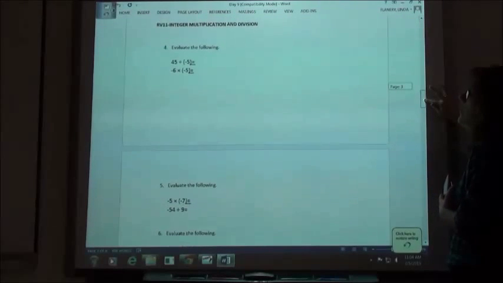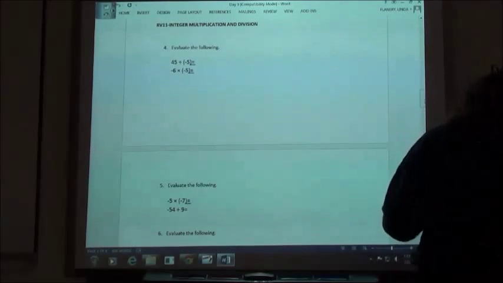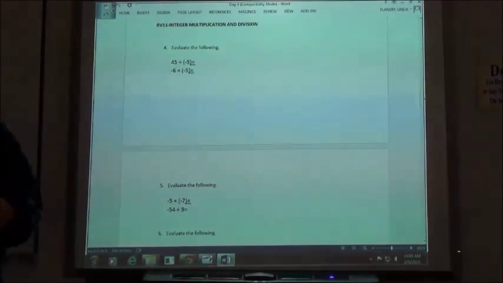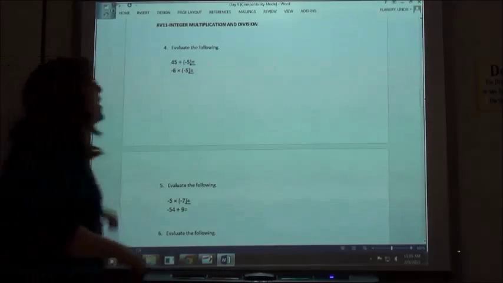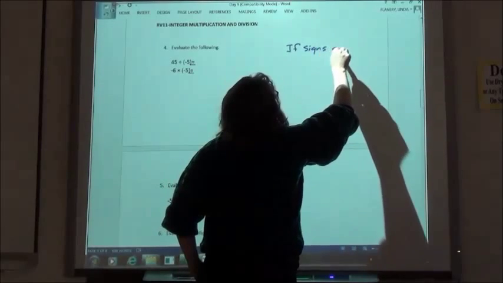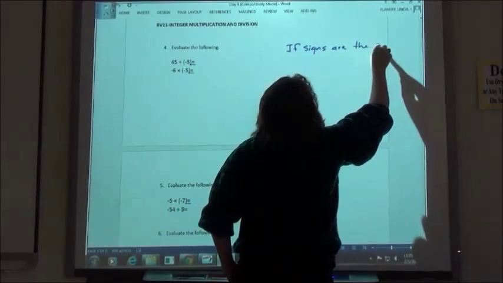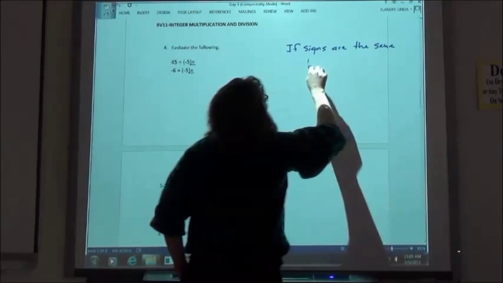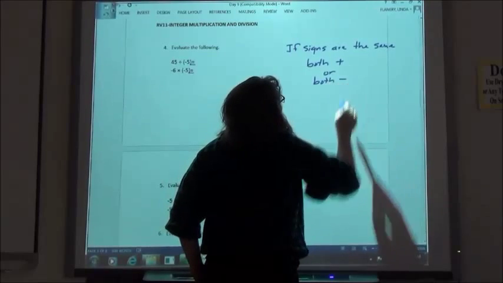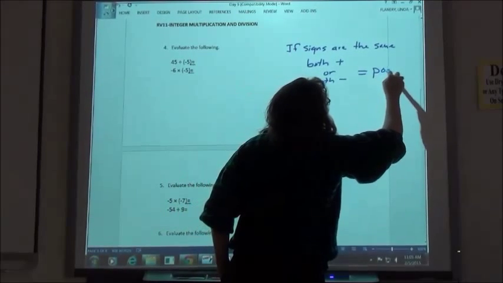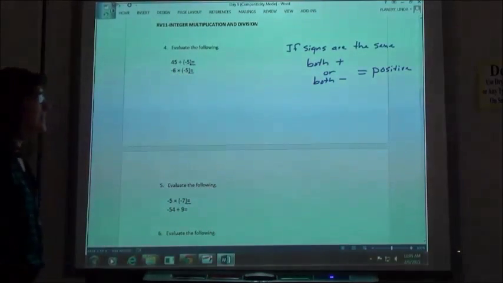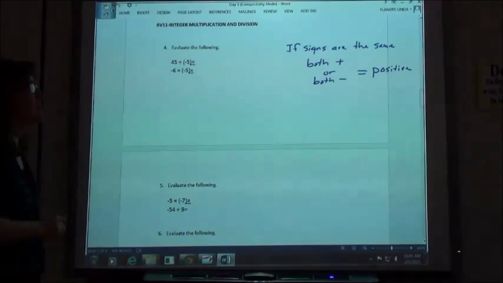Now we're doing the rules for integer multiplication and division. The rules for multiplication and division are different from the rules for adding and subtracting. When we multiply and divide, if my signs are the same, either they're both positive or both negative, I'm always going to get a positive answer. A negative times a negative gives me a positive. A positive times a positive gives me a positive.